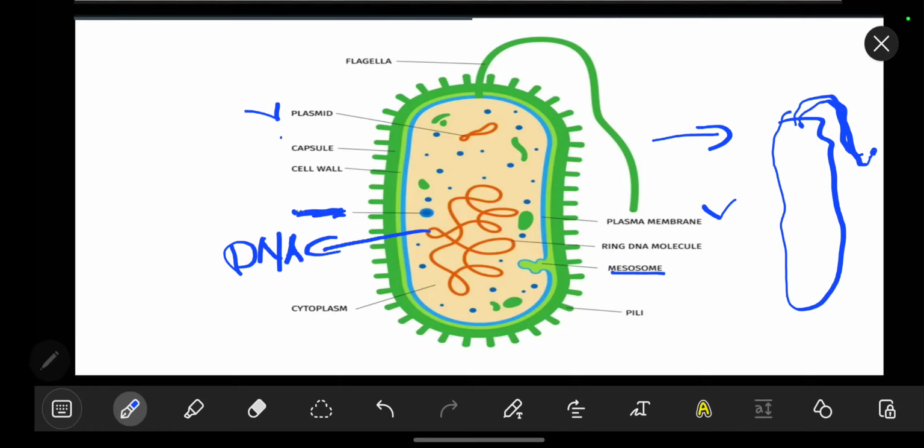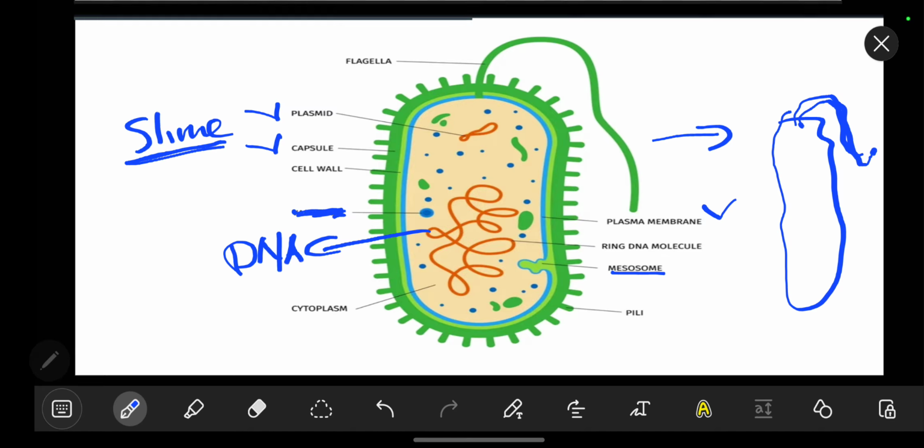Then we also have the capsule. So the capsule is more like responsible for creating slime. So the slime that the capsule creates helps it not to be engulfed by antibodies. When we say engulfed, we simply mean to be swallowed. So due to the slime that it produces, it's slippery for the antibodies to swallow the bacteria. So this slime helps it from being engulfed.